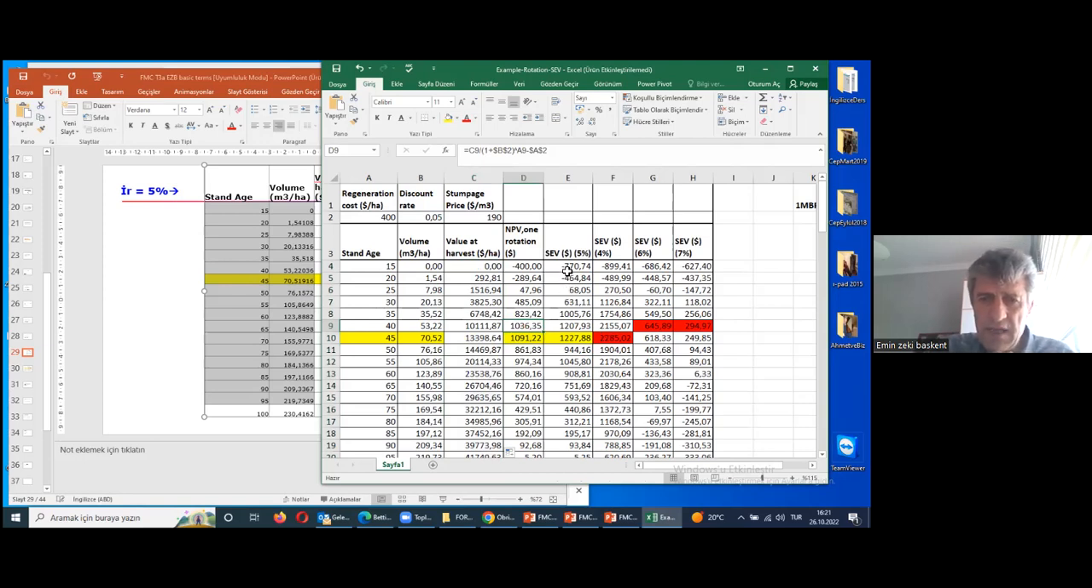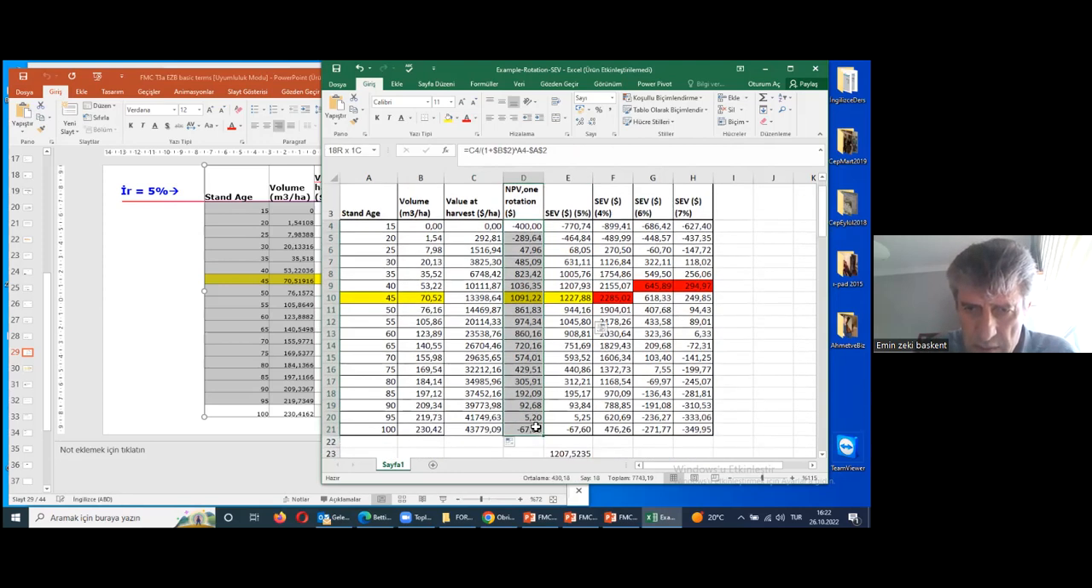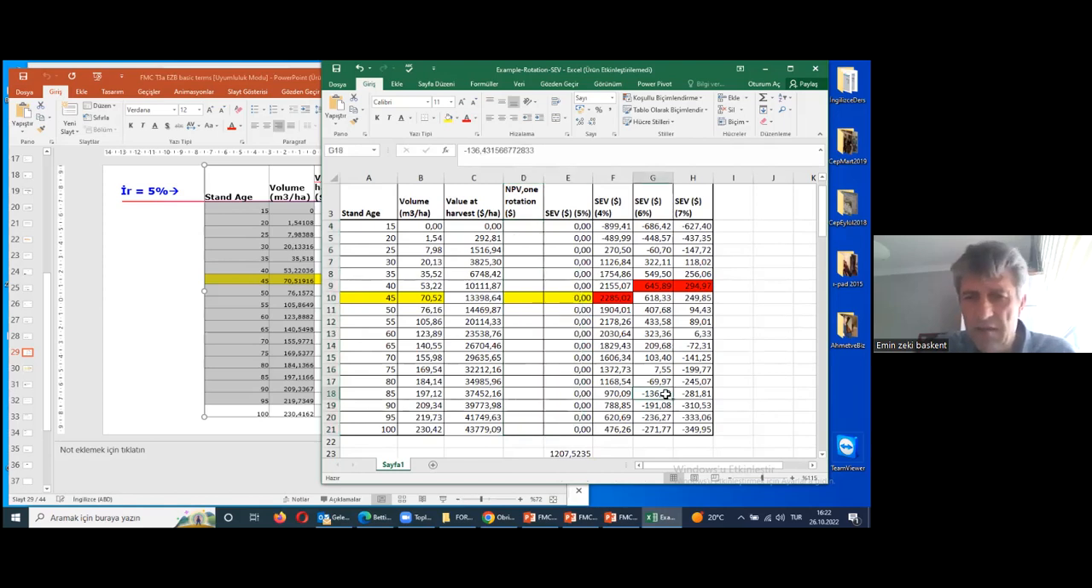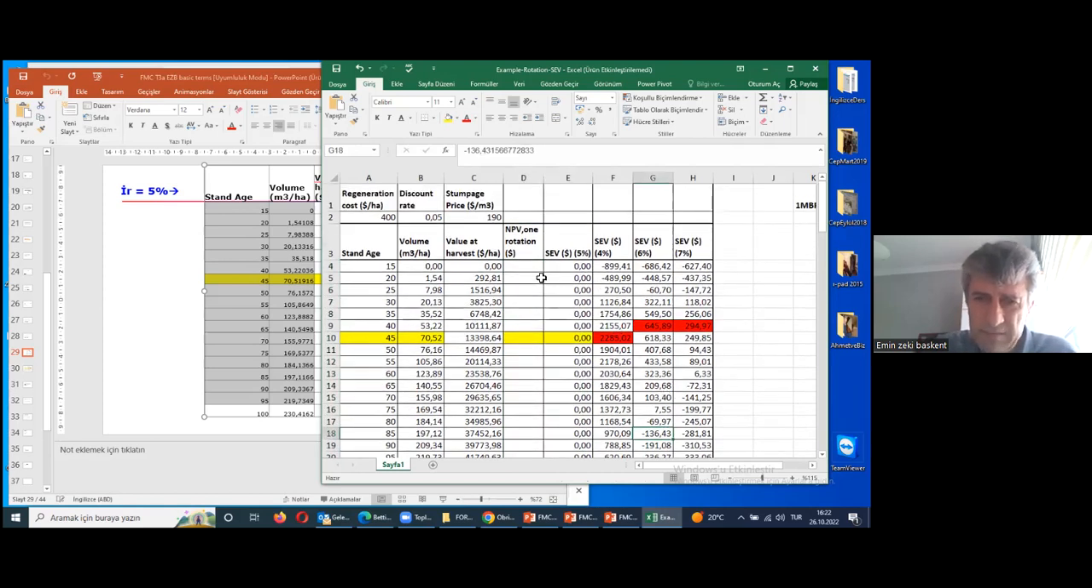Okay, then we'll just calculate the net present value. How can we calculate the net present value of each volume, each rotation age? Okay, we'll do it together. Erase those columns for a second for you to be able to see it.